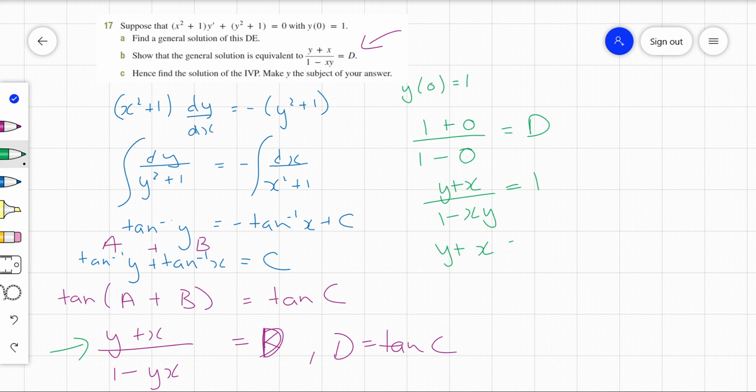So if I put everything now nice and flat, there we go. If I put all the y's on this side, anything with y in it and anything not with y on that side, then I can factorize by y. And you can see that y will then be 1 minus x on 1 plus x.